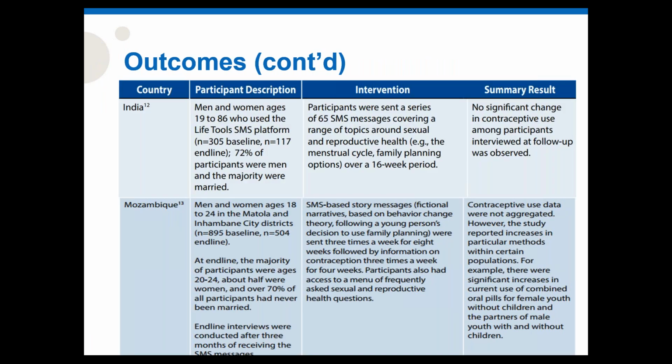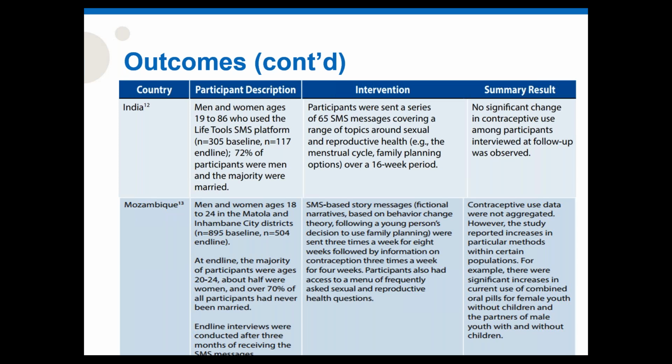Next slide. So the CycleTel intervention was implemented to a more general population in India. It was a standalone SMS intervention where participants were pushed 65 text messages over a period of 16 weeks about a range of sexual and reproductive health topics. CycleTel was the only one that found no significant change in contraceptive use among participants at follow-up.